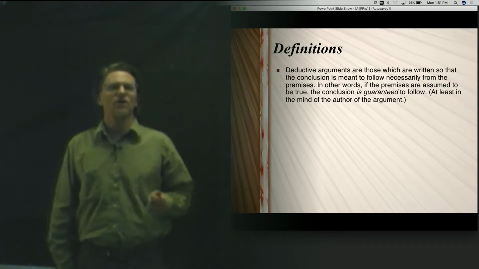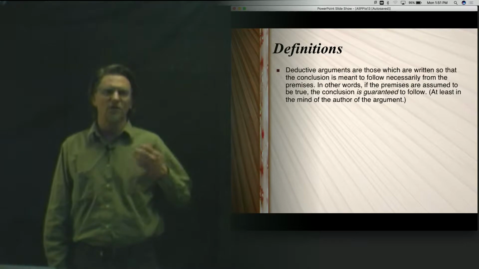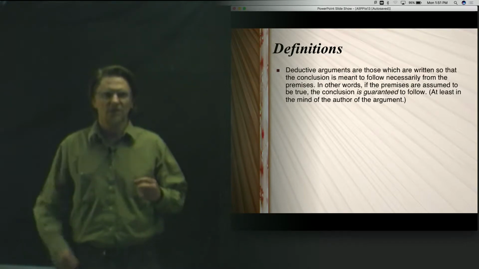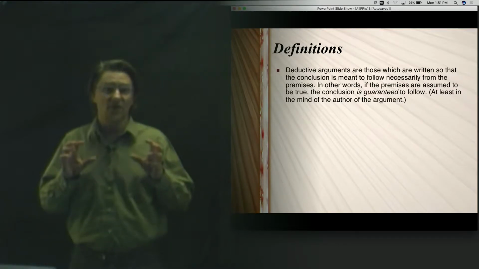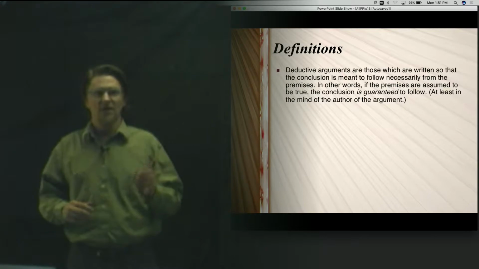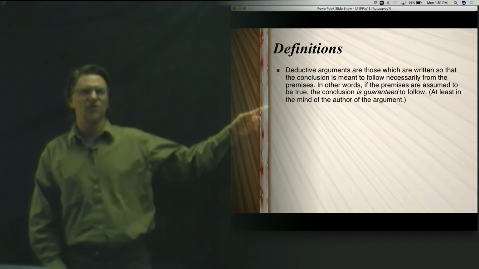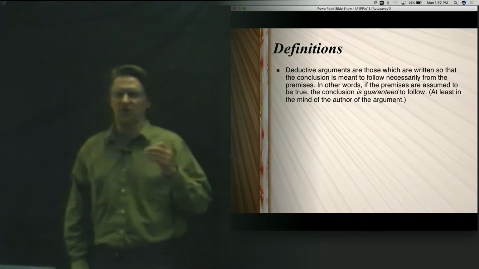So deductive arguments are those which are written so that the conclusion is meant to follow necessarily from the premises. So in other words, if we assume the premises are true, in a deductive argument, the conclusion is at least supposed to be guaranteed to follow. And just note here, there is this very important parenthetical remark at the end of this definition, at least in the mind of the author of the argument.